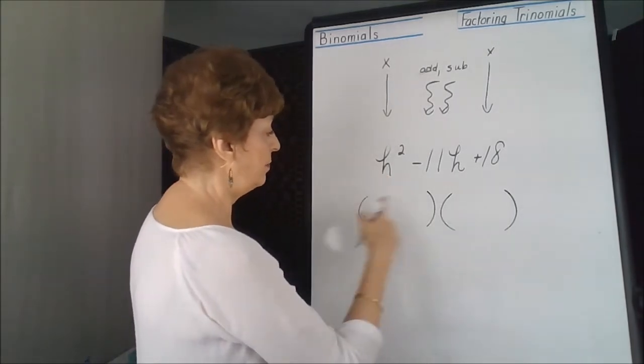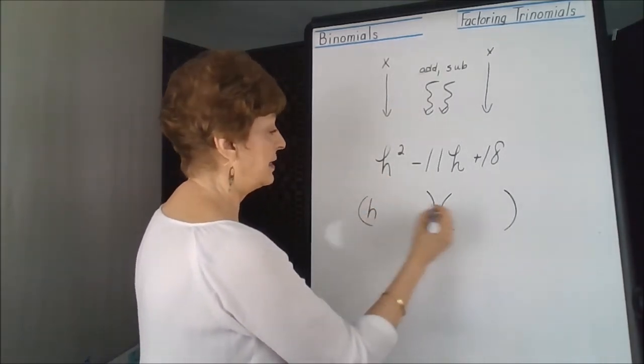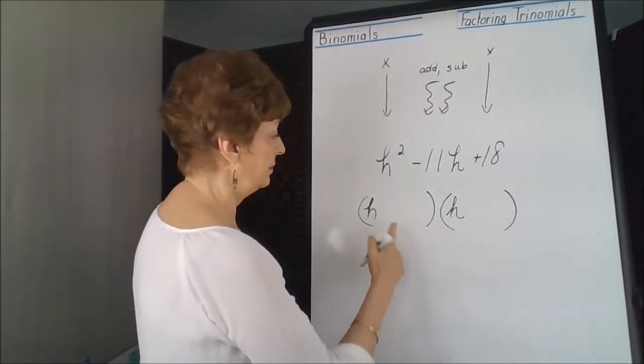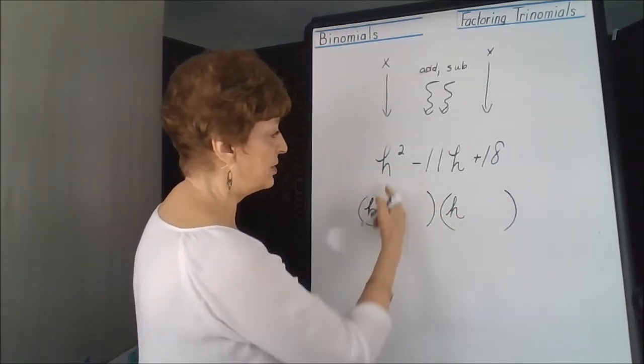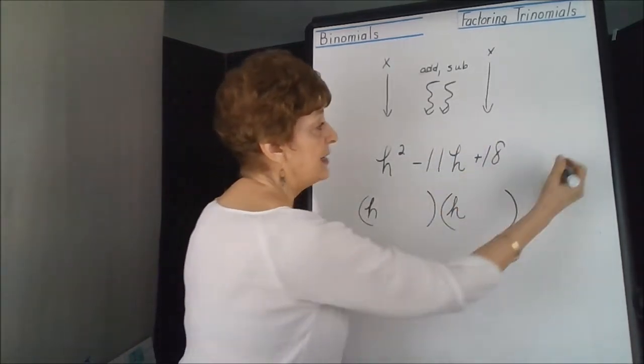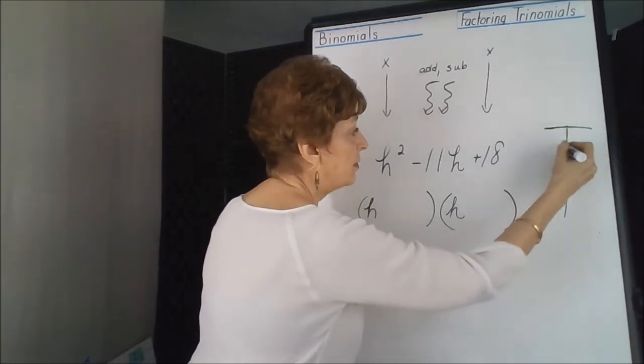H's can go in both of those front positions because it's just plain H. So H times H is going to give me H squared. Now I'm going to have to go factor this 18. So let me make a little chart for myself.